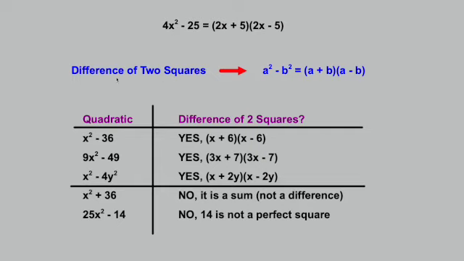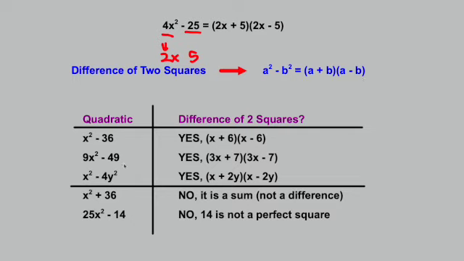Difference means subtract. So this method will only work when there's a subtraction, like 4x squared minus 25. Plus, each of the terms, like 4x squared and 25, has to be a perfect square. That means if we take the square root of this, in this case, it would be 2x, and the square root of this one would be 5. Those are the two terms that show up in each of the parentheses, one with a plus and one with a minus in between them. And this is the generic version of what we're seeing there.